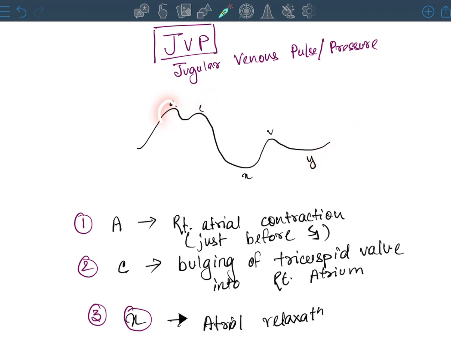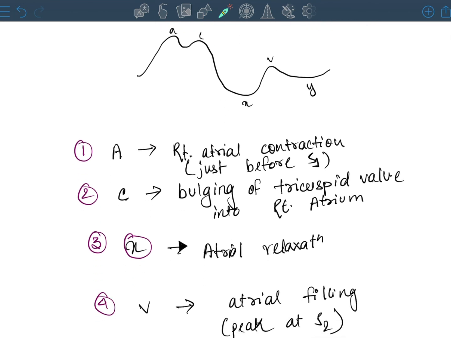And sometimes this A wave gets large, cannon-like. If it gets large and cannon-like, that is a condition in which there is a complete AV nodal block, or VT. VT stands for ventricular tachycardia. We will learn about the abnormalities.